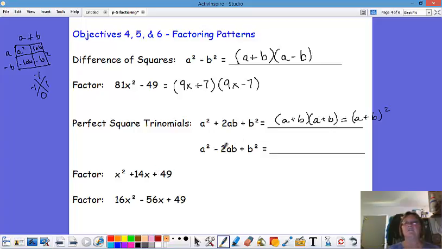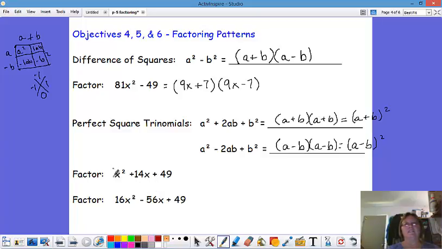If that middle term is a subtraction, then what you're going to end up with is an a minus b squared, or an a minus b times an a minus b quantity squared. Okay. Factoring patterns are there to help us work quickly. So again, these examples wouldn't be here if they didn't fit. So let's just check out what has to happen.